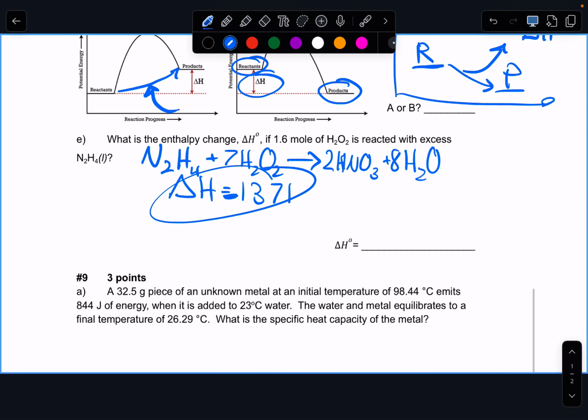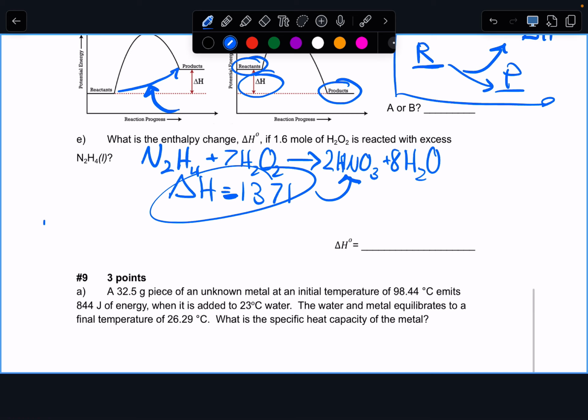Okay, so second one, it says, what's the enthalpy change if 1.6 moles of hydrogen peroxide is reacted with excess N2H4? So this particular value is for this reaction. So it's for 1 mole of N2H4 with 7 moles of H2O2 and so forth.